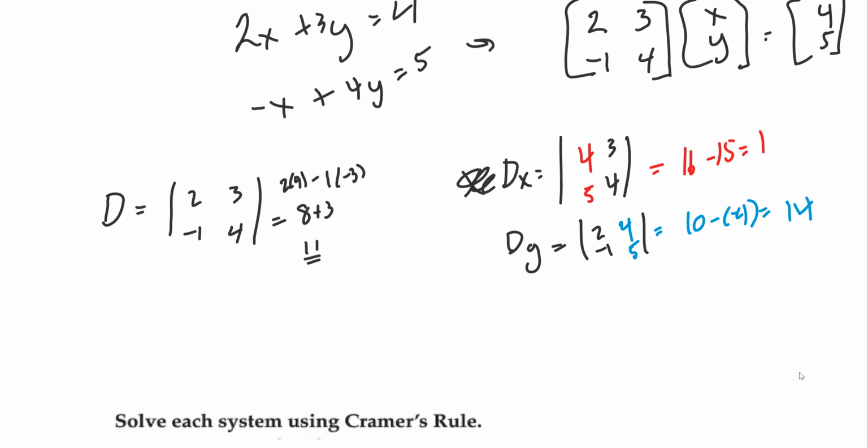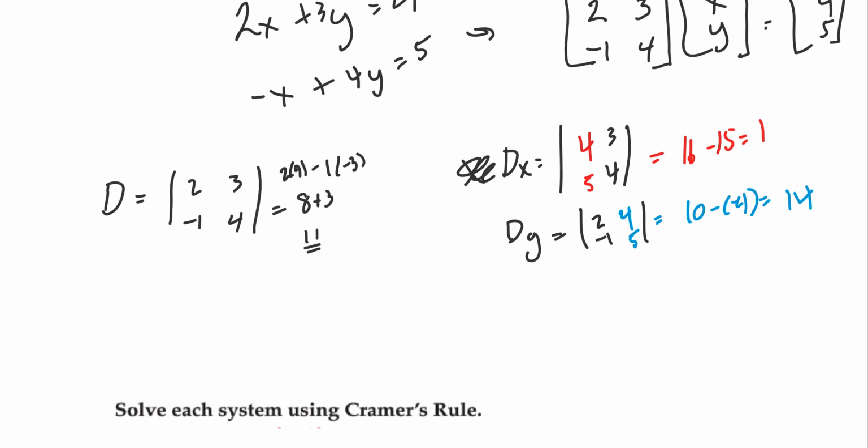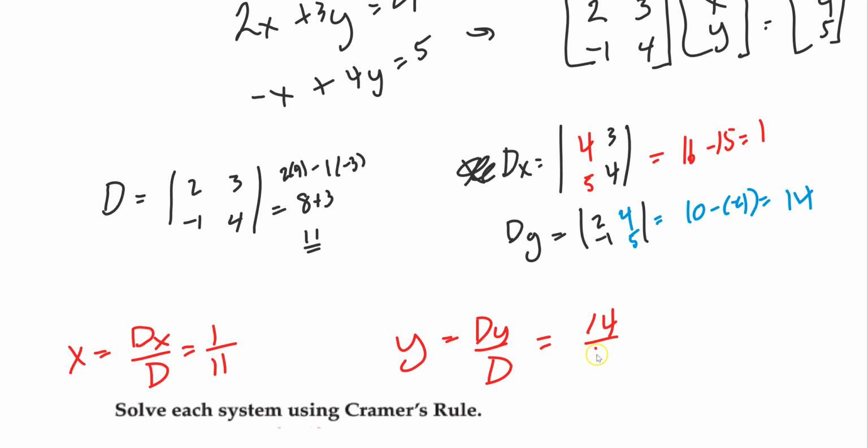And now, what's the final part of Cramer's rule? Well, very simple. If you want to find x, it's just dx over the determinant. If you want to find y, it's just dy over the determinant. So our x is going to be 1 over 11, and our y is going to be 14 over 11. And that's the answer. That's Cramer's rule.